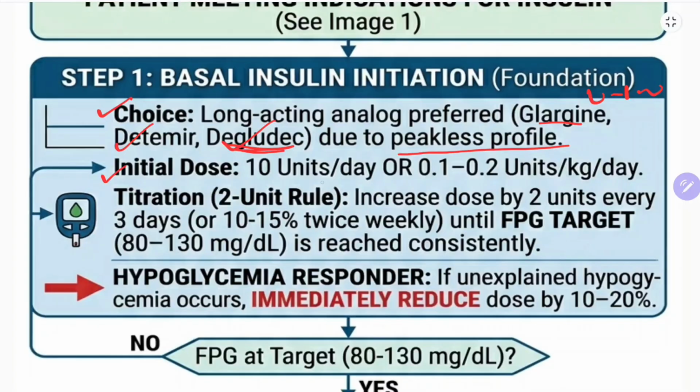So for the initial dose, you will start the basal insulin dose. As we explained, there should be basal insulin and there will be prandial insulin. We are talking here about this basal insulin, either a long acting analog or an ultra long acting analog. The initial dose is either 10 units per day or 0.1 to 0.2 units per kg per day.